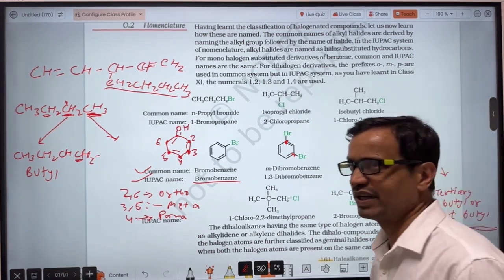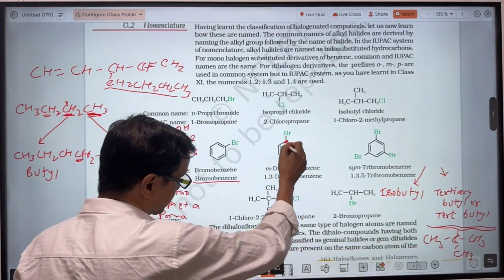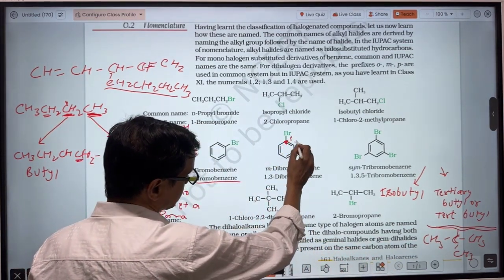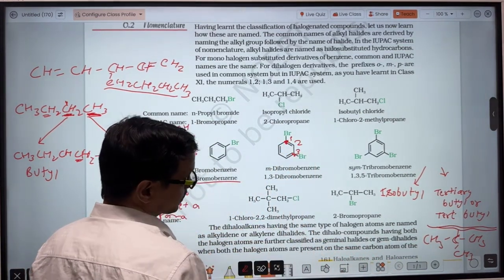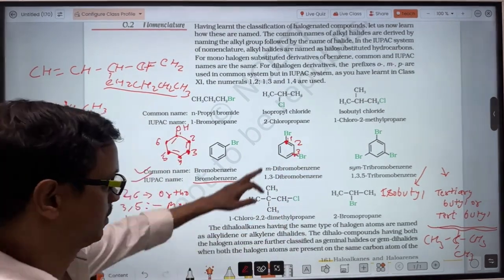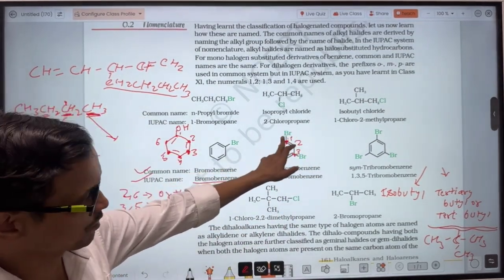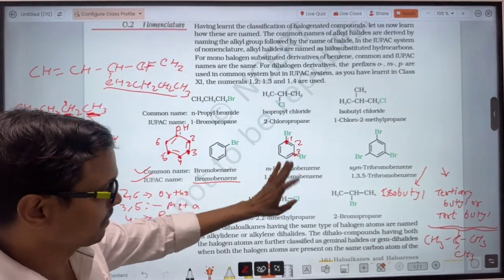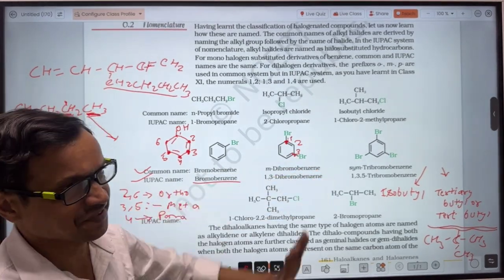Now, how do we write the IUPAC name? When we take this carbon, it is the first position, then the second, then the third. So bromine will be present at the first position and at the third position. So that will be called 1,3-dibromobenzene.